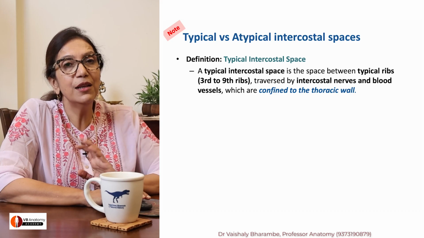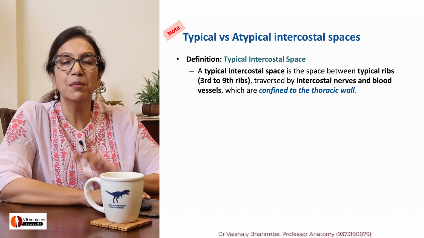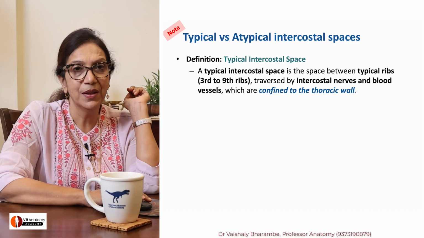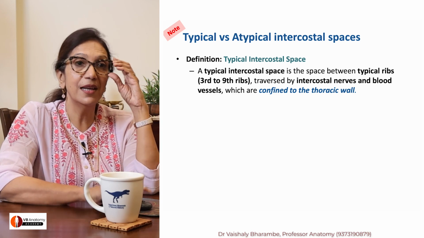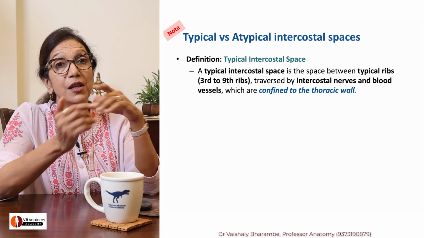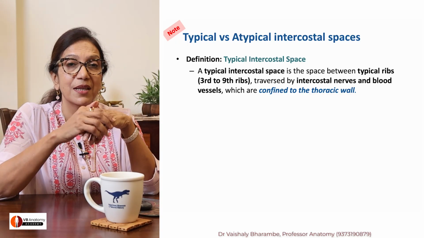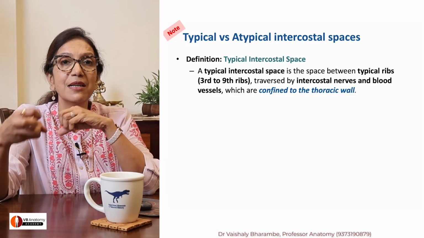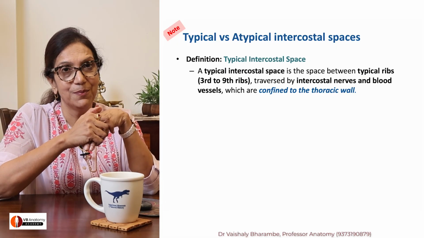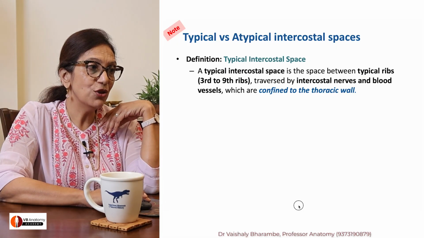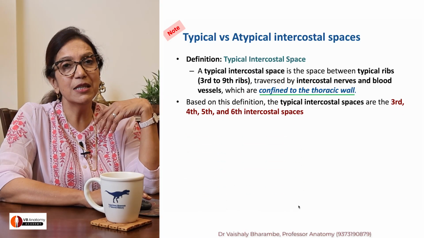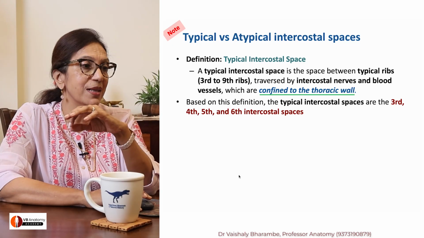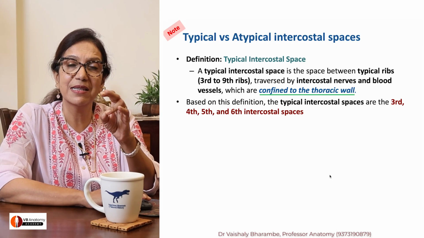So, let's continue our discussion with this back to typical and atypical. When is an intercostal space typical? When it is between adjacent ribs, the ribs have to be typical ribs and the contents do not extend beyond the thorax. This actually reduces the intercostal spaces. Typical ones are only 3rd, 4th, 5th, 6th.